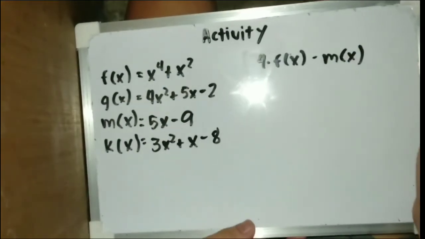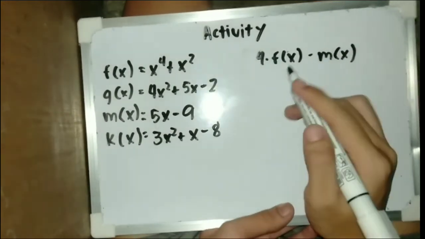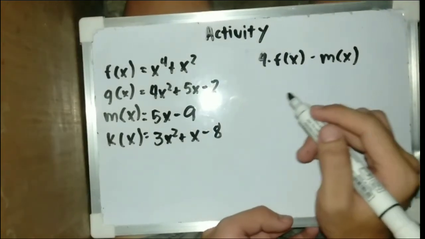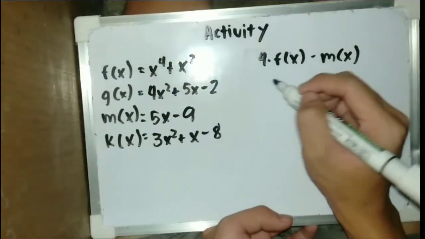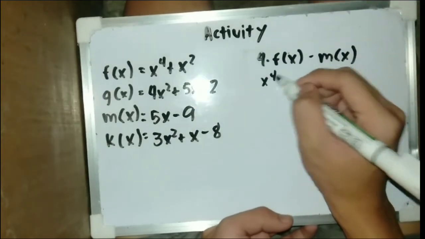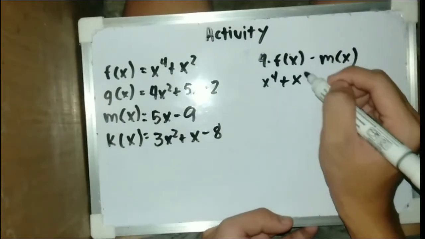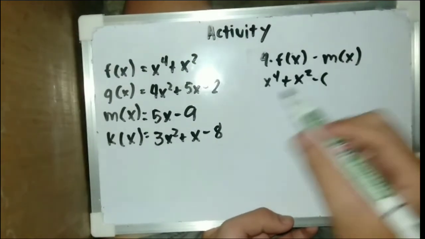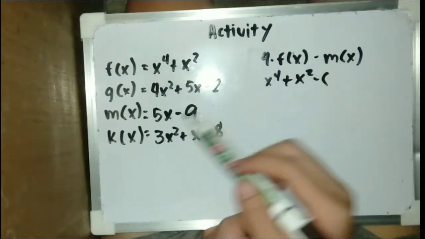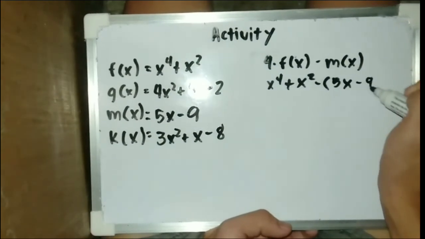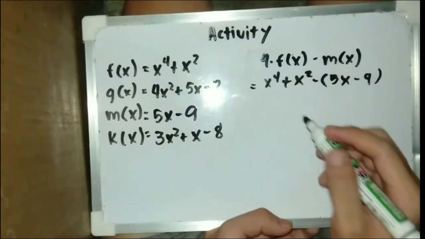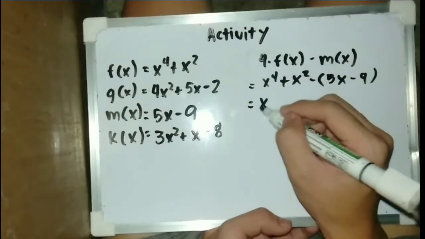So, lastly, our problem number 4 is f of x minus m of x. So, let's substitute f of x is equals to x raised to the 4th power plus x squared minus parentheses m of x 5x minus 9. So, ika-copy natin.